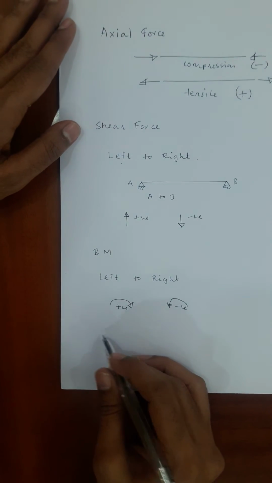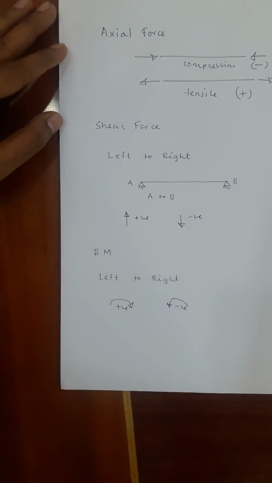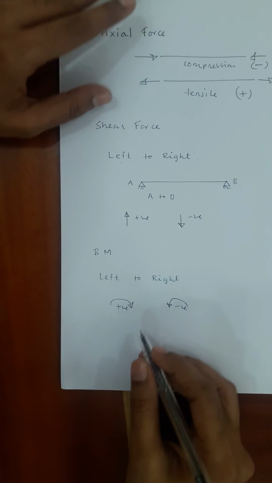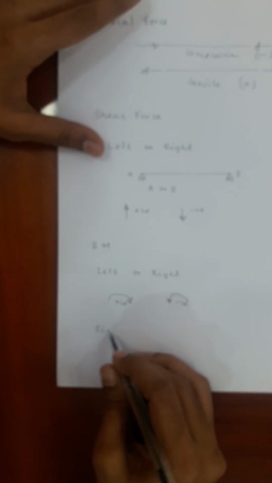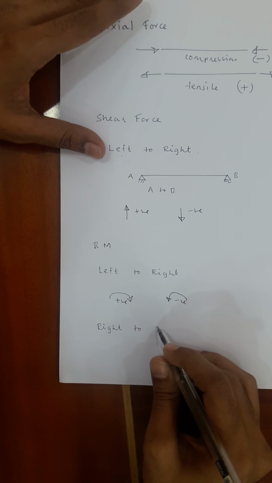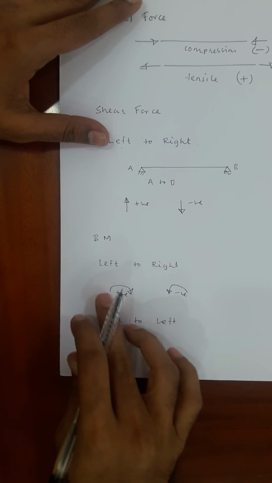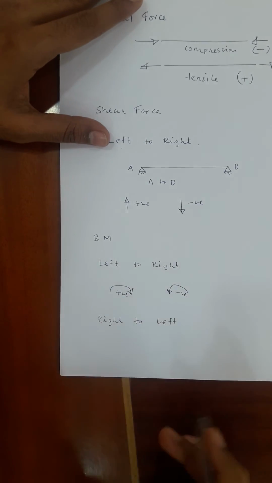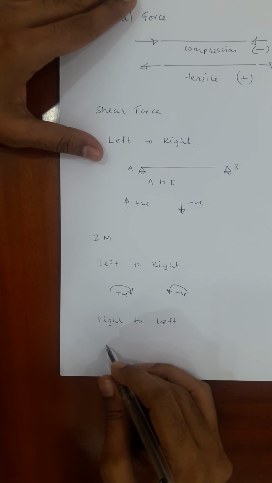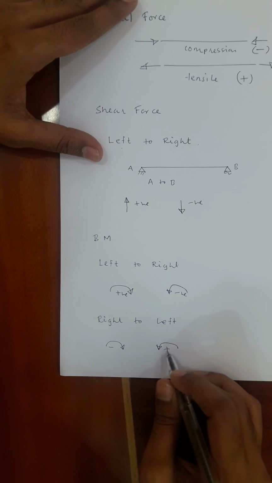And sometimes you also have to go from right to left. When you are following a direction from right to left, it is exactly the opposite of this. You remember the sign convention of one direction, the other will be exactly opposite of this. Here clockwise will be negative, anti-clockwise will be positive.